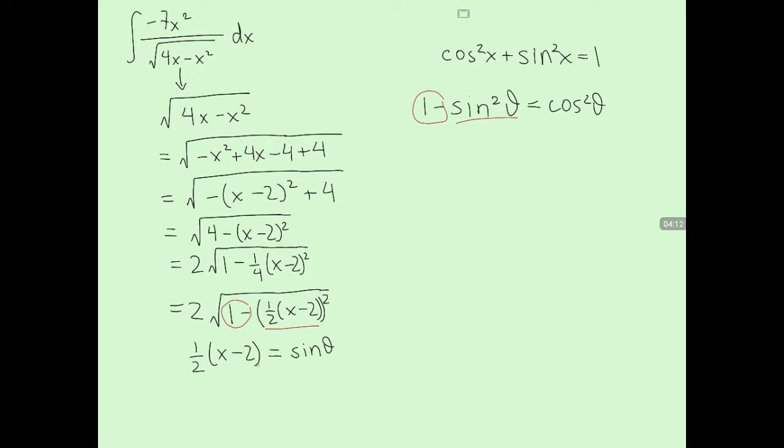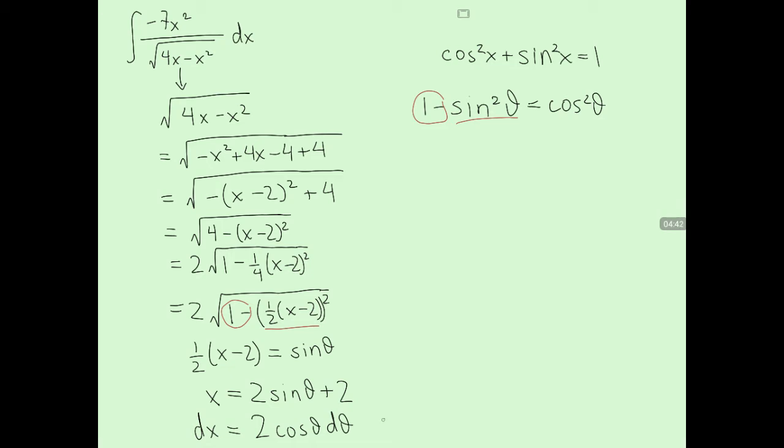Or first, you know what? Let's solve for x. Let's multiply both sides by 2 and then add 2 to both sides after. Then we get x equals 2 sine theta plus 2. Now if we differentiate both sides, it might be slightly easier. So we have dx equals 2 cosine theta d theta.